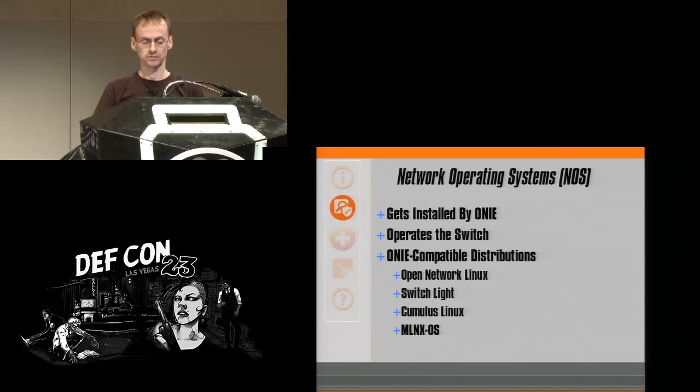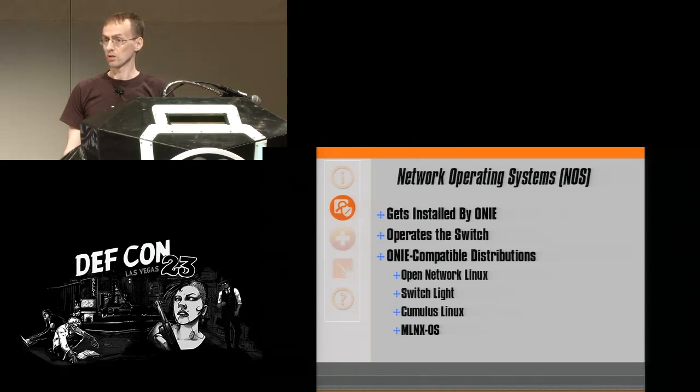So, network operating systems. Installed by ONIE, they operate the switch to actually do all the packet forwarding and provide all the different features that you like to see in a switch. ONIE compatible distributions, right? There are a lot, actually, of network operating systems, but only a handful right now that have ONIE compatible distributions. The number's growing, and they just added Picket 8, I think, a couple months ago. But when I started this, there were only about 4 that were really prevalent. First is Open Network Linux. After that is Switch Lite, Cumulus Linux, and Mellanox OS.